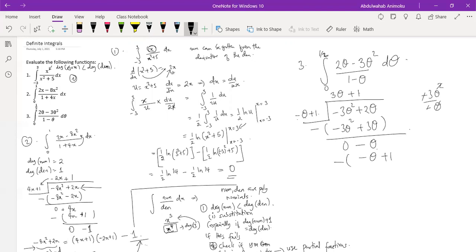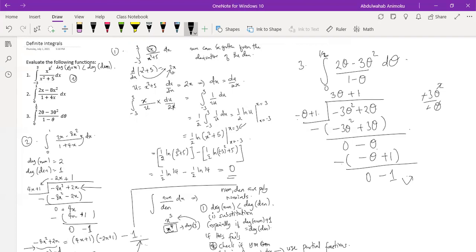Okay, then we subtract again. So you have to become comfortable with long division, okay? Minus theta times minus, the first one will be 0 because minus theta plus theta is 0. Then we have minus times plus 1, that's minus 1. So this would be your remainder.